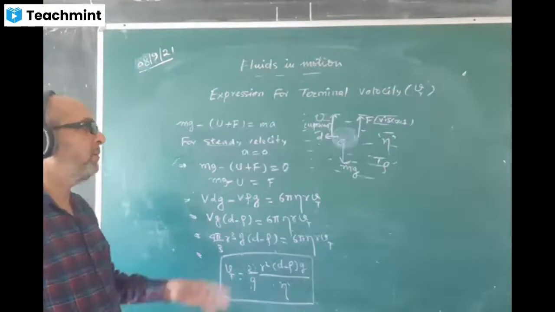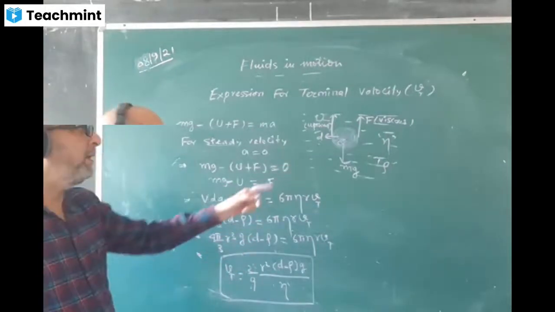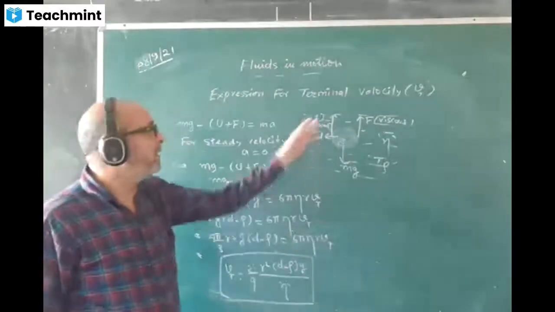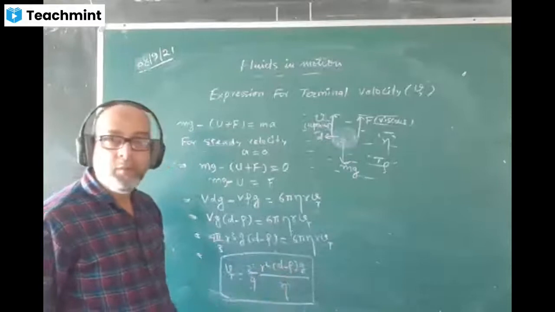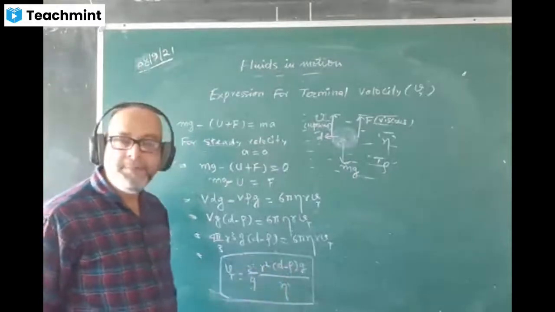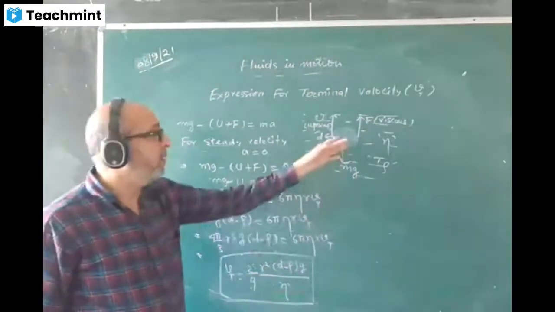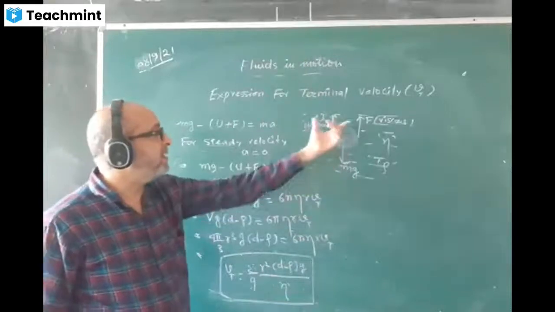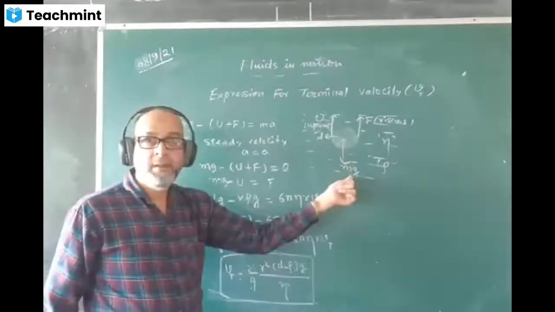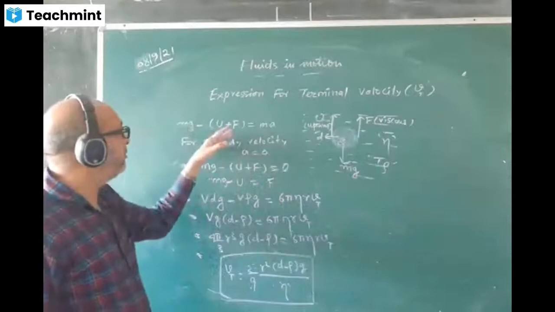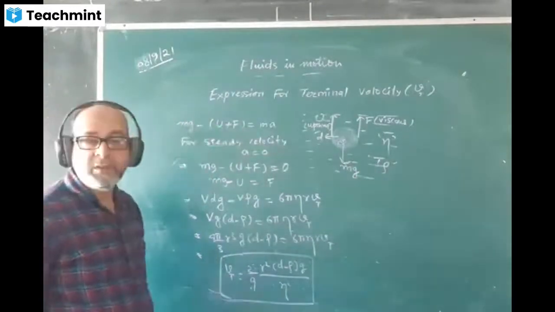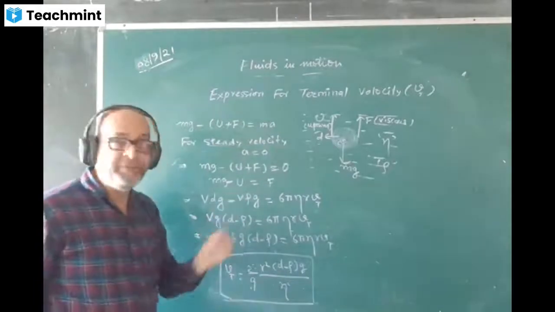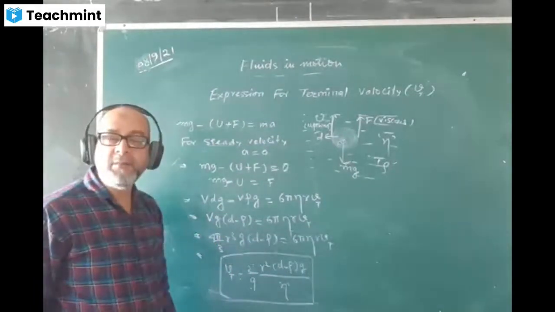If the density of the medium is negligible, then upthrust you will not take. The rho value will be 0, and the formula remains like this. And if the object is going up, that means u plus f will be bigger than mg. Then we write u minus mg minus f is equal to this, and the value of vt will come negative.